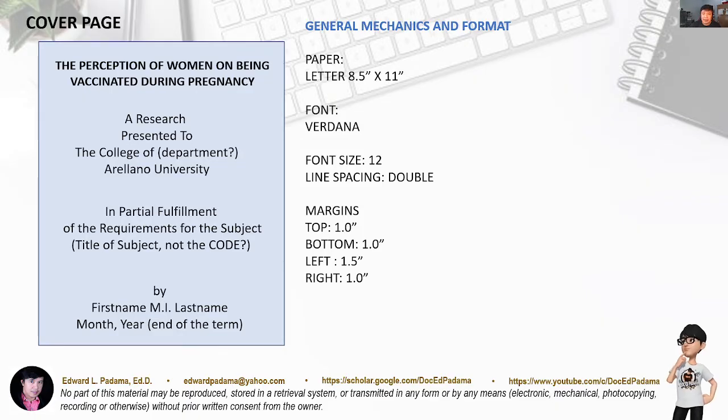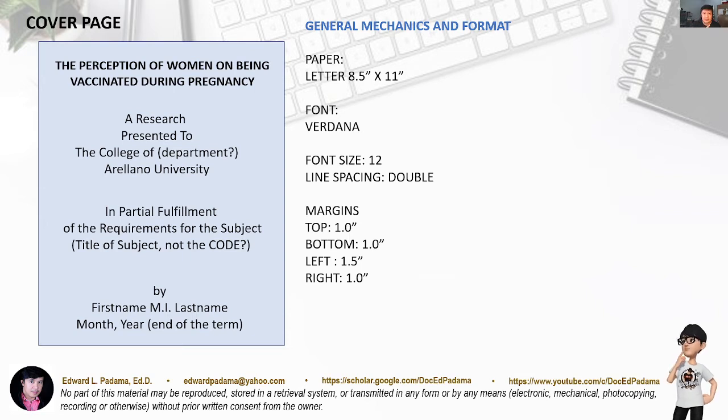So we have an example on the left side with the corresponding title. This is again a fictitious title: the perception of women on being vaccinated during pregnancy. So you have 4 parts as you can see, and we are going to go through these parts one by one. So let's start with the general mechanics and the format of the cover page. Since we are talking about the cover page, this will only be composed of one page, but you will have to follow the mechanics that will be presented in creating this page. Follow it carefully to the letter.